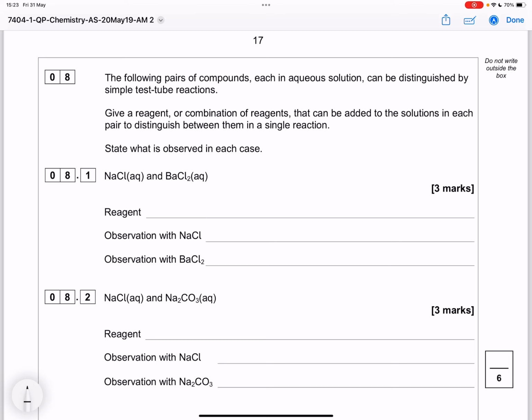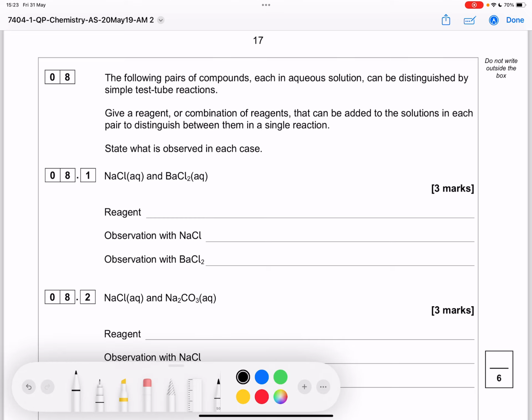The following pairs of compounds, each in aqueous solution, can be distinguished by simple test tube reactions. Give a reagent or combination of reagents that can be added to the solutions in each pair to distinguish between them in a single reaction. State what is observed in each case. So when you do these questions, what you want to spot is the thing that's changing.